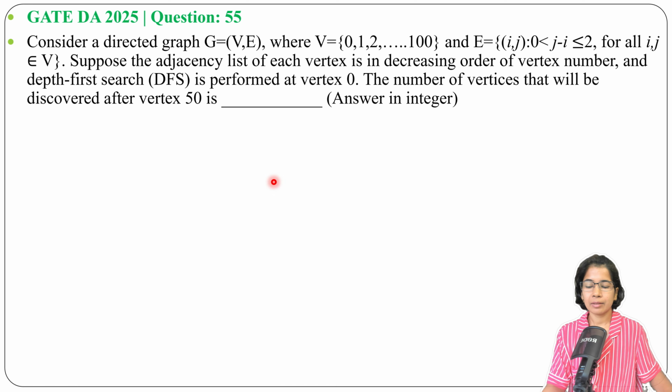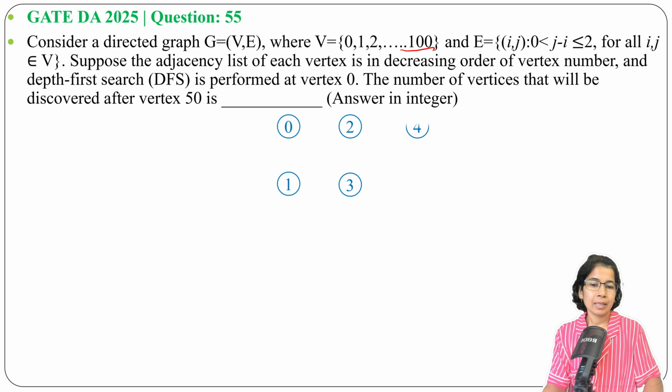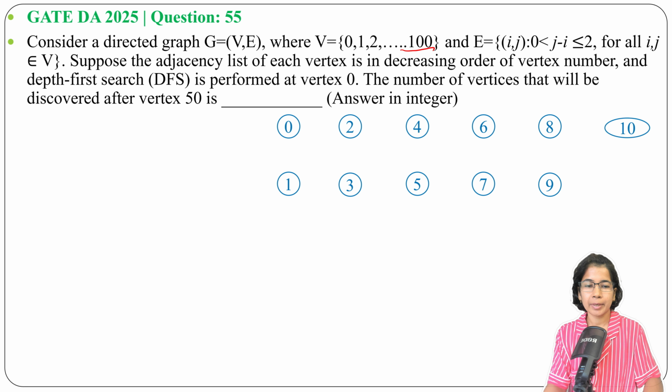Here the given directed graph has 100 vertices. I cannot draw a graph of 100 vertices in this space, so let me draw a graph of 10 vertices so that you can get an idea how DFS is running in this type of graph. And there will be a directed edge if j minus i is less than or equal to 2 and greater than 0. So 0 to 2, 2 minus 0 is 2. 2 is less than or equal to 2, so there will be an edge between 0 and 2.